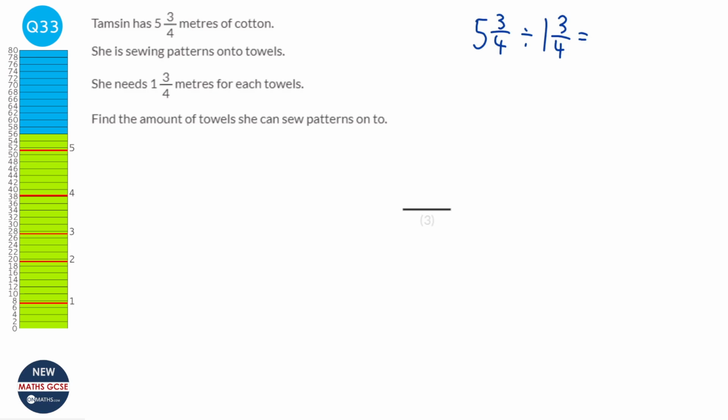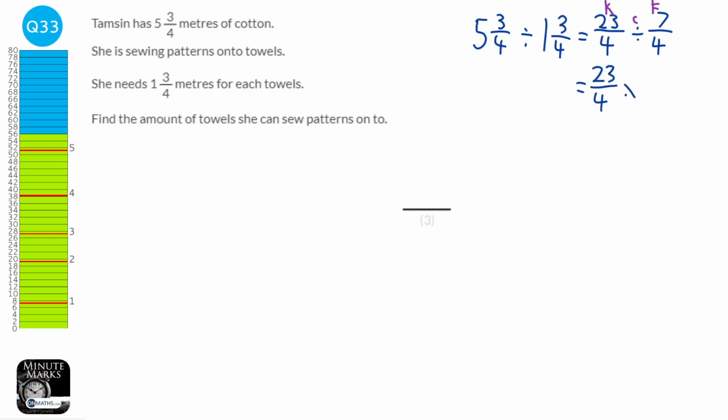So we times the 5 by the 4 and add it to the top, which will be 20, and then add it to the top, 23. And then do the same. 1 times 4 is 4, plus it to the top is 7 over 4. Now a little trick here is KFC. We keep the first fraction, we flip the second fraction, and we change the divide sign to a times sign. So we're going to keep this first fraction as it is, change that divide to a times, and flip the second fraction.